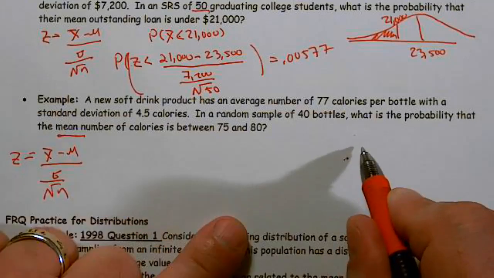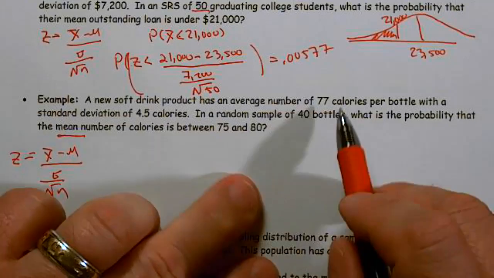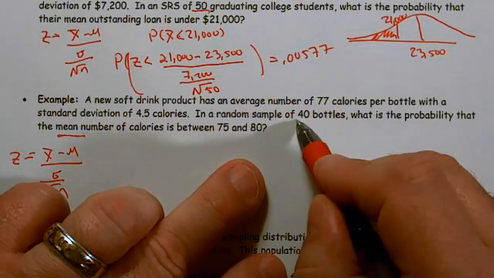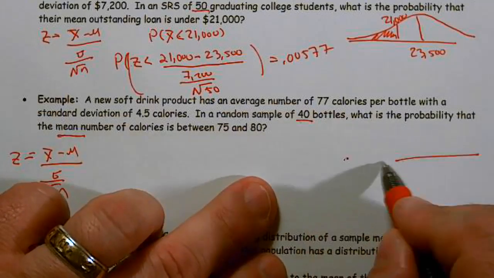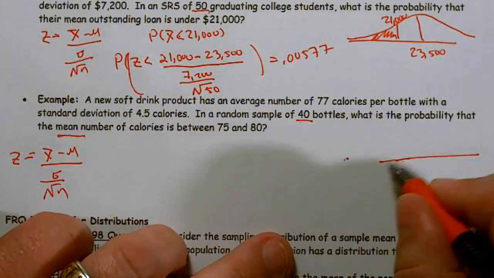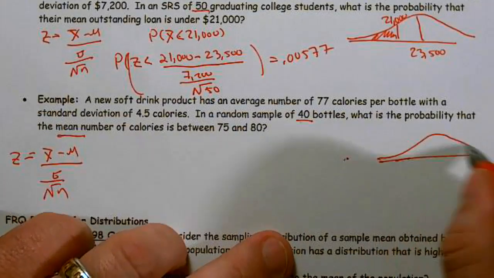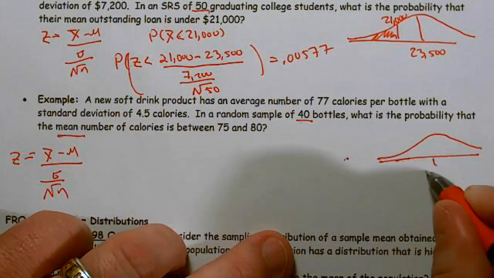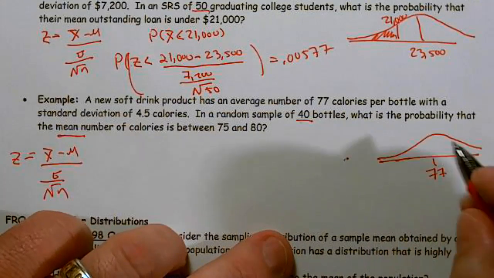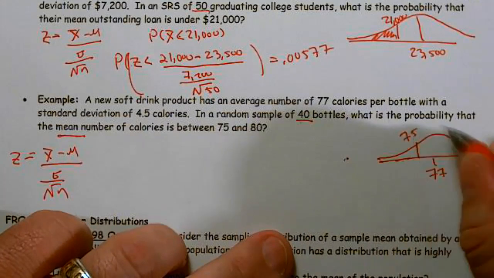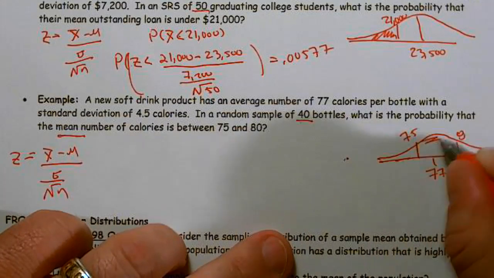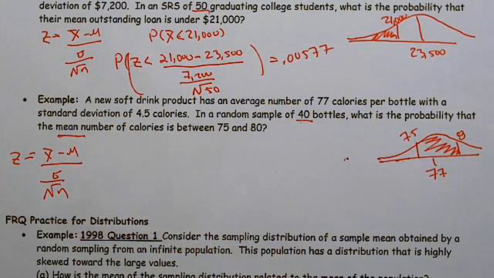But because my sample size of 40 is greater than 30, I can use the normal distribution. Even though they didn't tell me, I can still do it. And so the mean is 77. The mean always stays the mean. And we want between 75 and 80. So this is what I'm looking for.